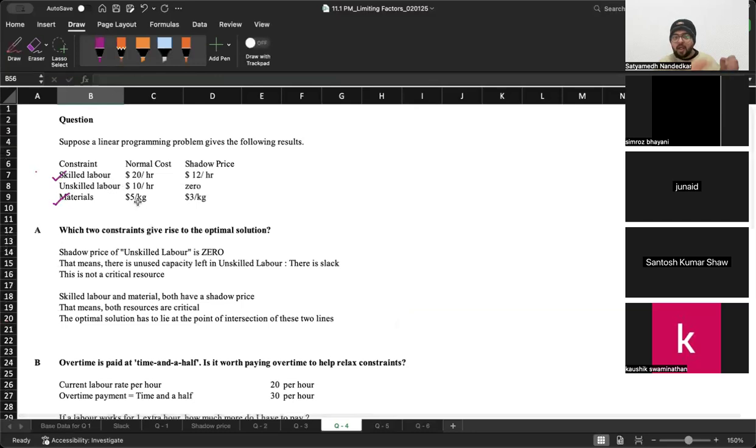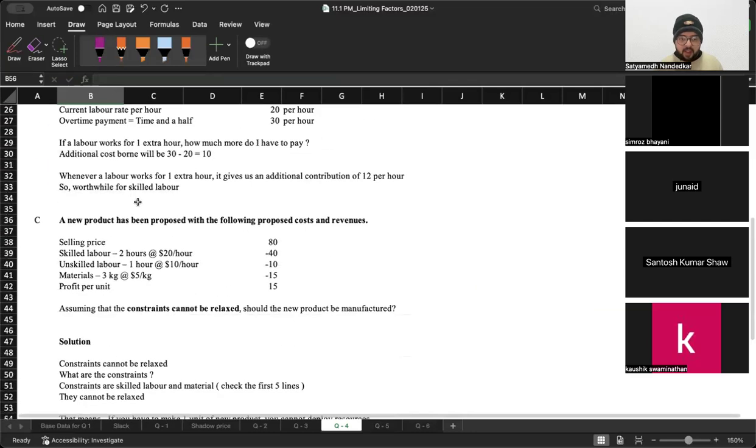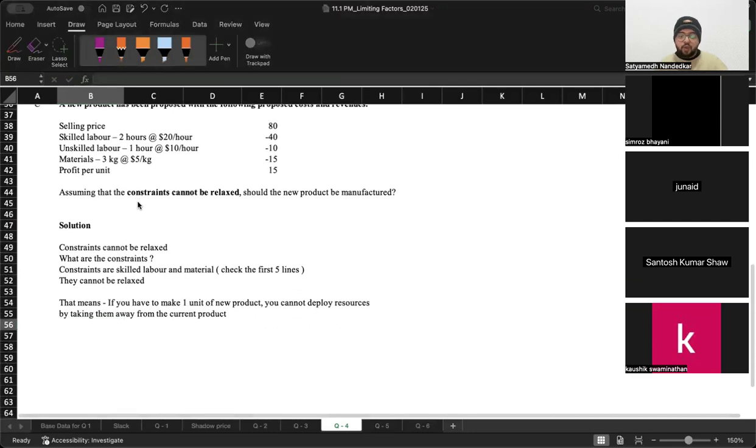These are the constraints, which means whatever original production you were doing, वहां से you cannot remove anyone. You cannot bring people out of that production process. You cannot remove material out of that production process. That means if you have to make something new, you will have to bring in additional material right now, or you will have to bring in additional skilled labor hours right now.